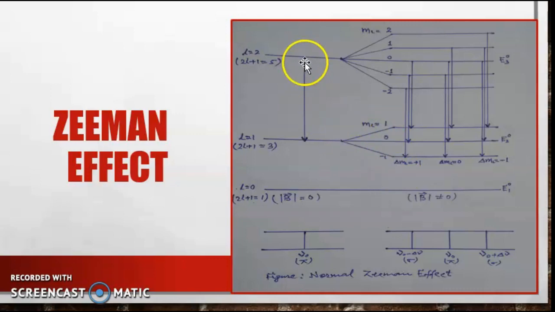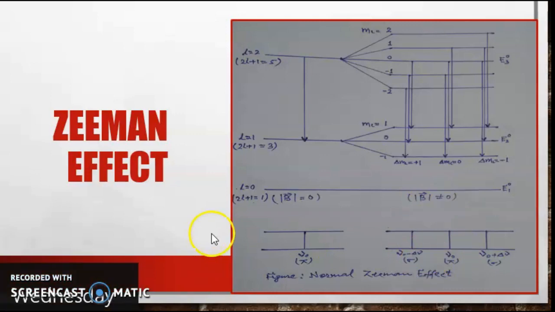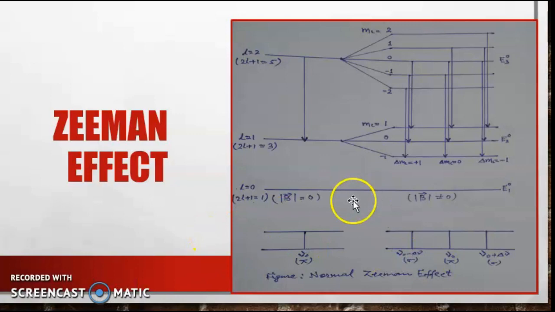So we have the singlet transition here from L equal to 2 to L equal to 1 in the absence of any external magnetic field, and this is that singlet line. And these are the different possible transitions conforming to the selection rule: delta M equal to plus 1, delta M equal to 0 and delta M equal to minus 1 in the presence of an external magnetic field, and we have these two shifted lines on either side of it. These are the different spectral lines.